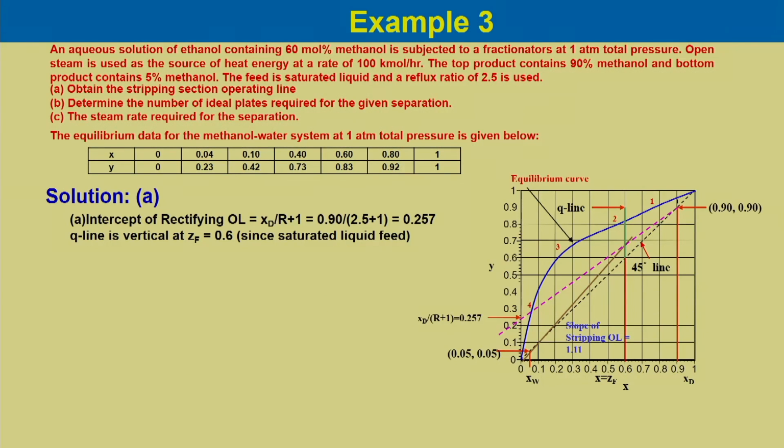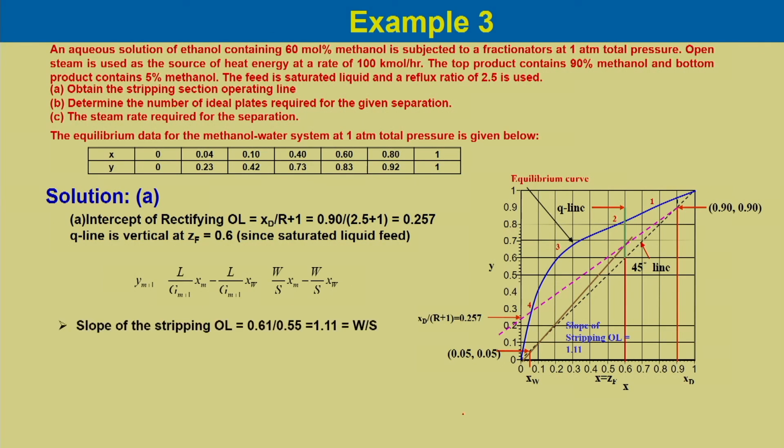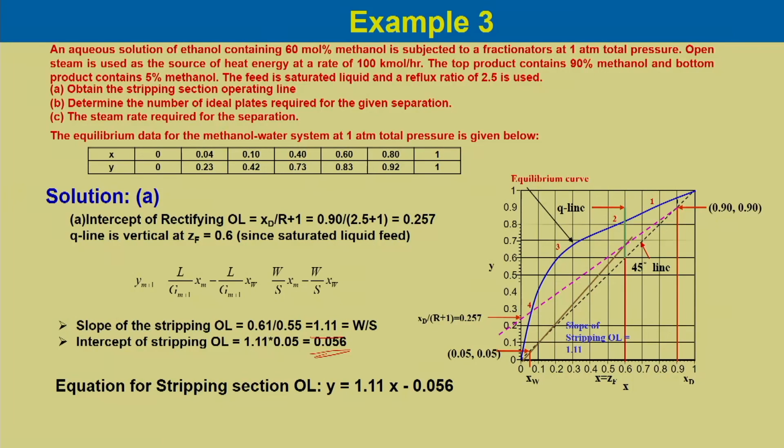So the intercept of the rectifying section is 0.257, the q line is vertical at ZF equal to 0.6 for saturated feed, and this is the equation for the stripping section operating line. The slope of the operating line we can calculate as 1.11. The intercept is 0.056. So the equation for the operating line for the stripping section would be y equals 1.11 x minus 0.056.